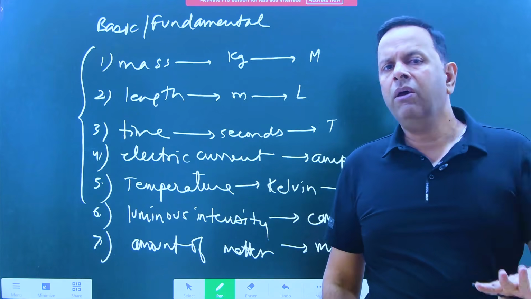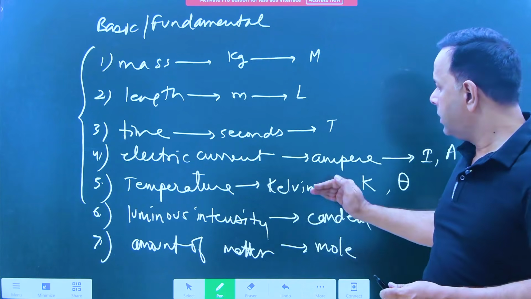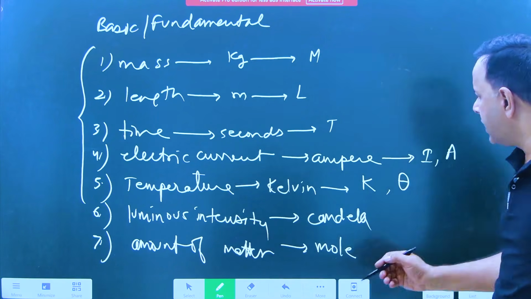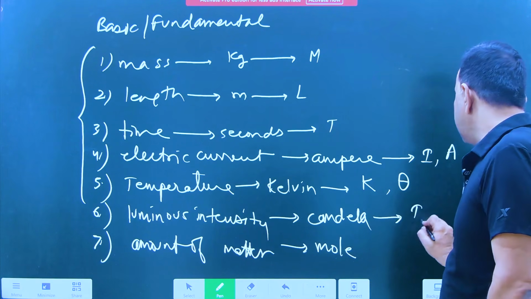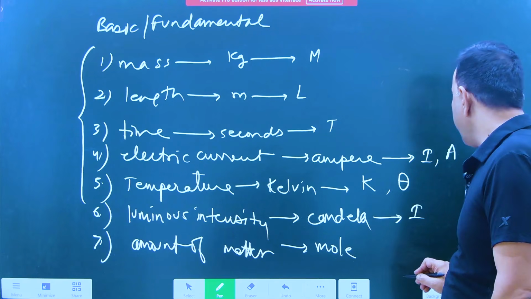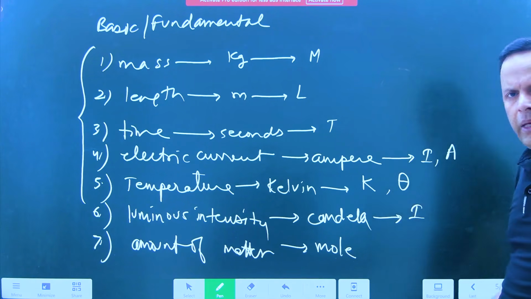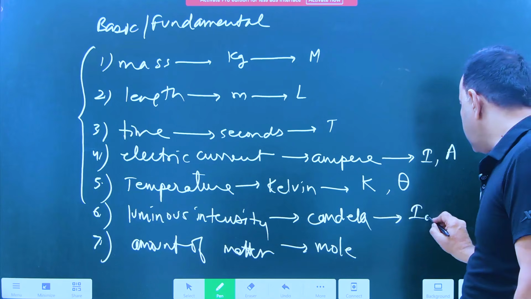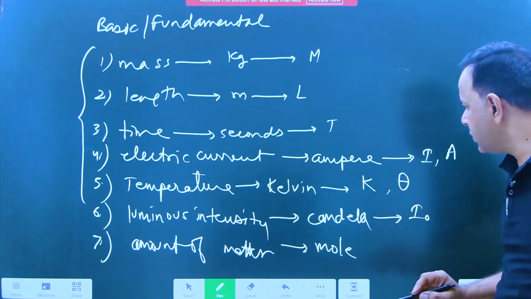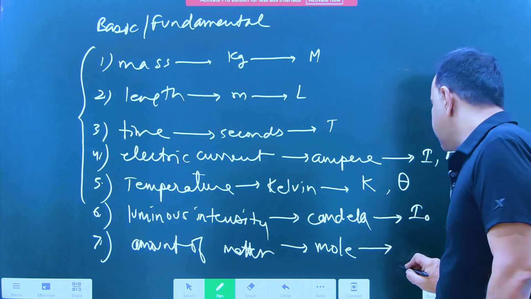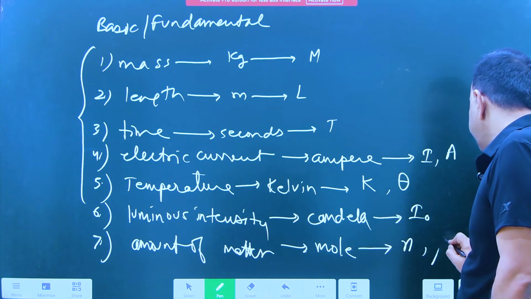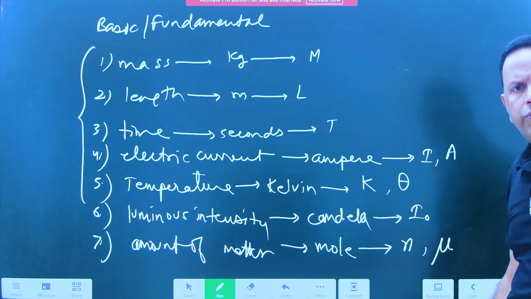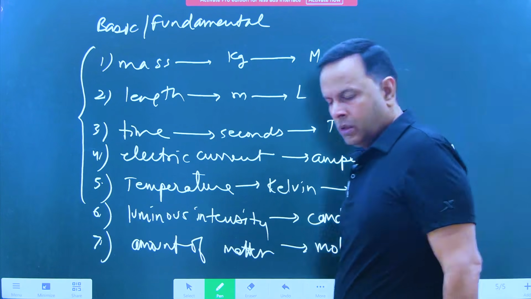So I have right now not written for luminous intensity and amount of matter. Let me write that. This luminous intensity is also expressed by I. Now, since current can also be I, let me call it I naught just to differentiate it. And the amount of substance is either represented by N, or sometimes we use this Greek alphabet mu.